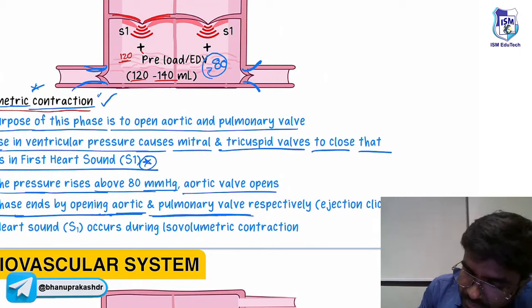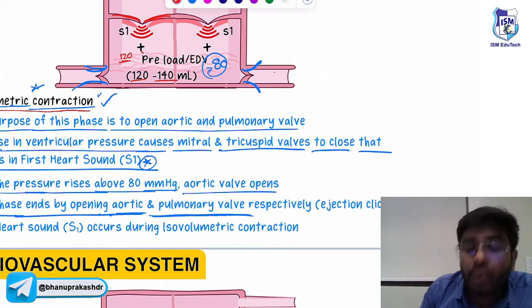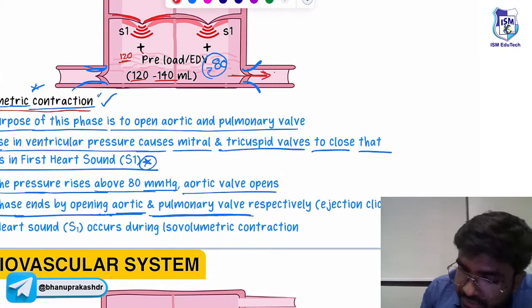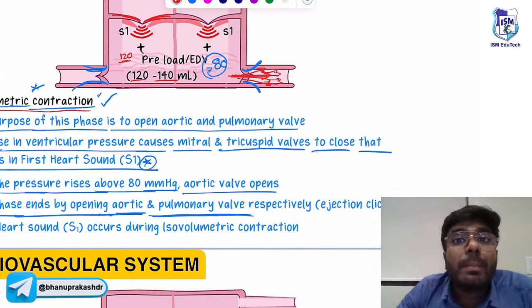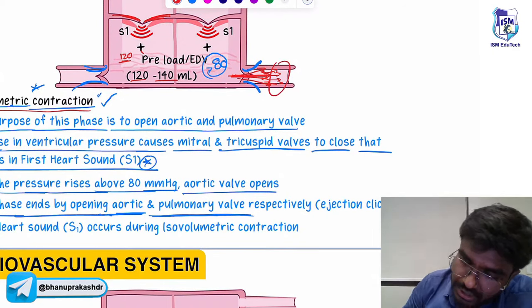Once the aortic valve is opened, now what happens? Now, with high force, the blood is going to eject into the aorta. Okay, so the blood is ejecting into the aorta. This ejecting of the blood will cause the ejection click.